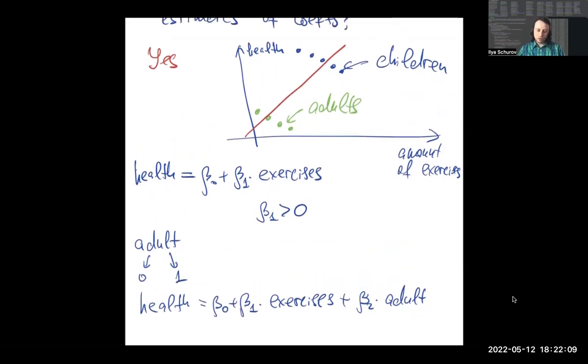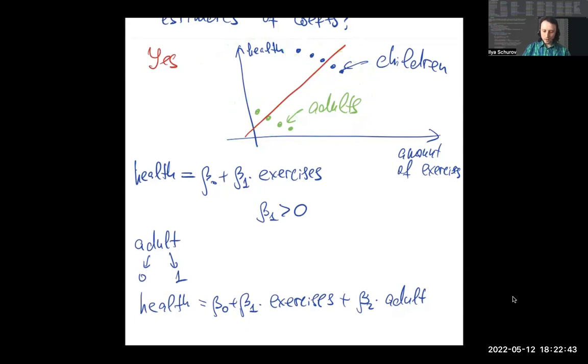So basically I have two lines that are different, with different intercepts, but the same slope. This beta one, it is a slope. It does not depend on the value of this adult variable. So they have to be parallel. So I have to fit two parallel lines to this data. One line should fit these dots and another line should fit these dots.